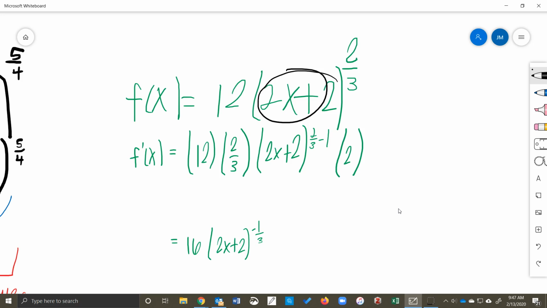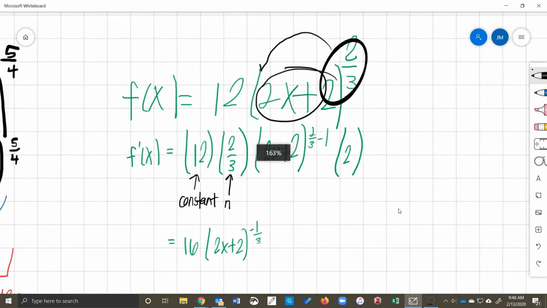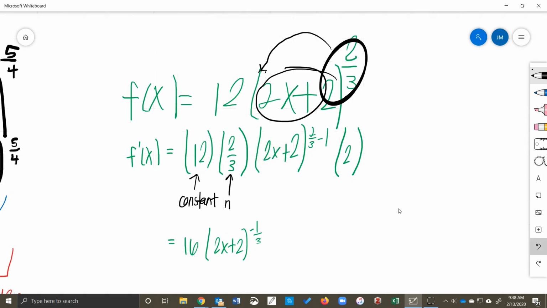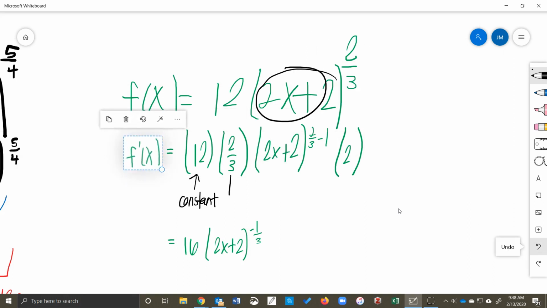Well, this is what I got. Okay, so the 12 was the constant, so that just stayed there. The 2/3 was the n, because I'm taking the derivative of the outside first, so that 2/3 came in front. Give me a second. I'm trying to erase that there so we don't get too confused. So the 2/3 came in front.